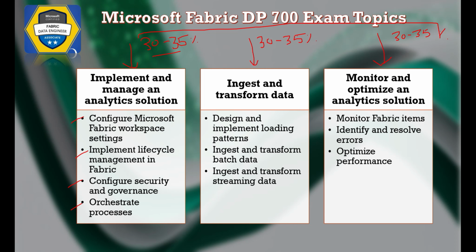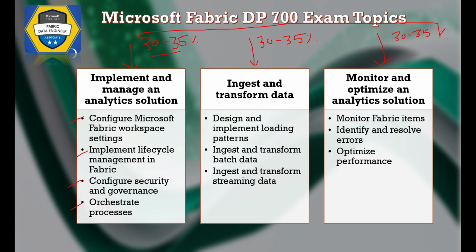There is a concept of normal scheduling and also event-based scheduling. That means whenever a file arrives in the blob storage, or whenever an event occurs, at that time you want to trigger a pipeline, right? So those are all orchestration processes, like different patterns in notebooks and pipelines, including parameters, parameterizing the notebooks and dynamic expressions. All of those are part of orchestrating the process, right? So this covers basically 30-35% of the weightage, right?